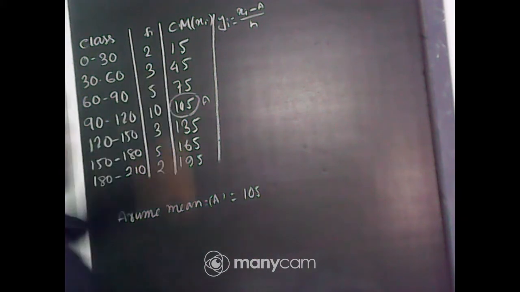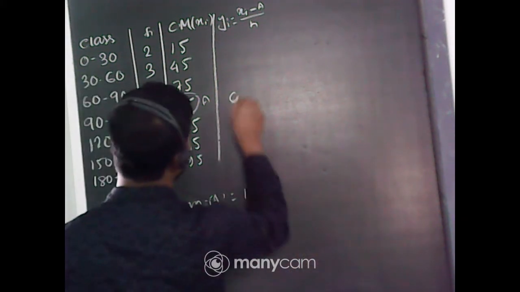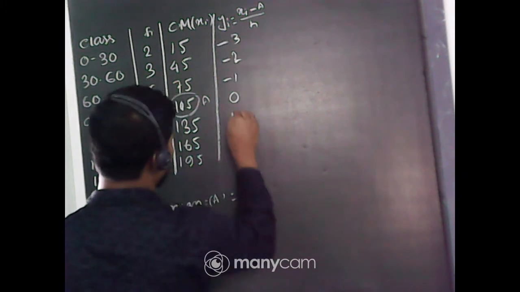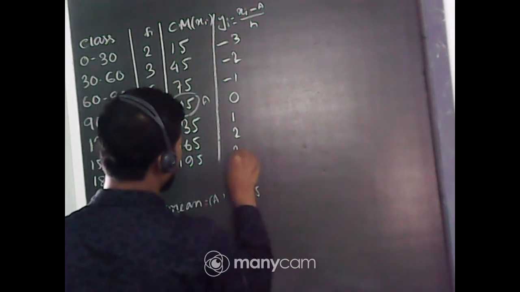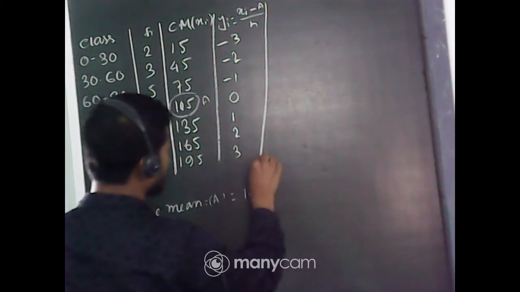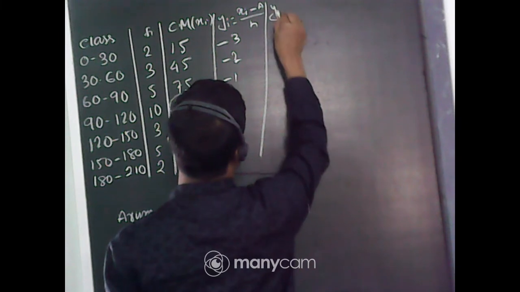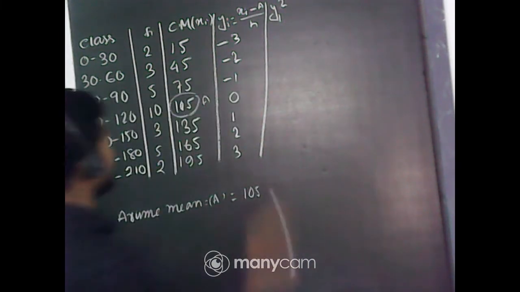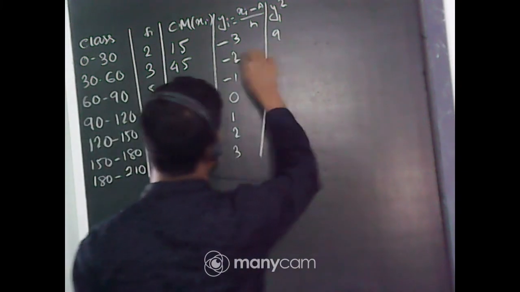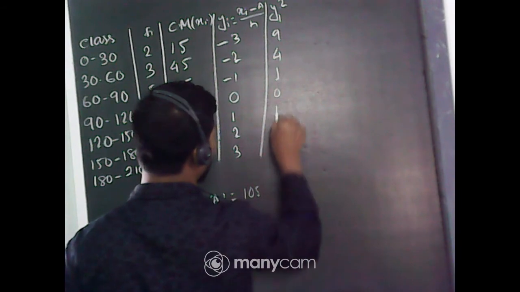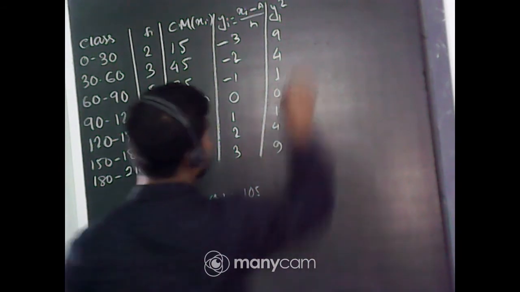So the yi values will be -3, -2, -1, 0, 1, 2 and 3. Now find yi square. That will be 9, 4, 1, 0, 1, 4 and 9.